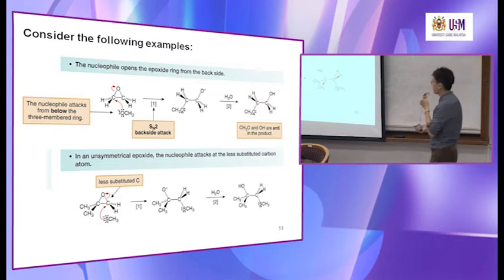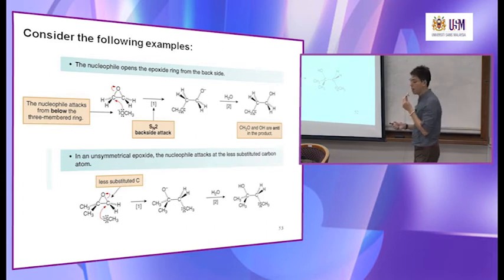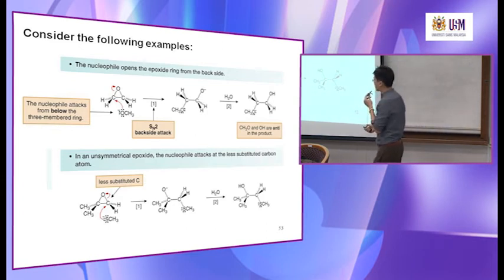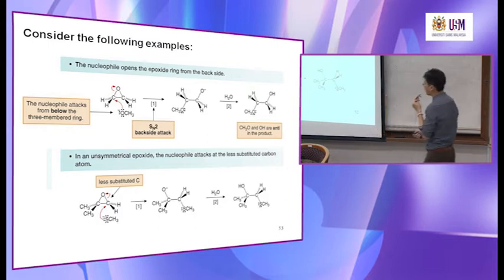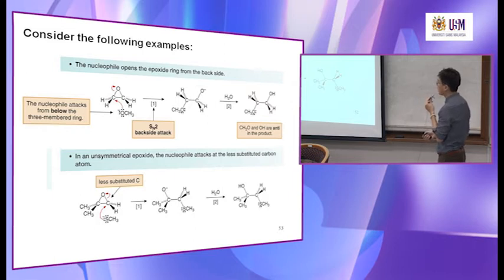Okay. If, for example, this is a symmetrical epoxide, how about an unsymmetrical epoxide? This is unsymmetrical because there are two methyl groups attached to the epoxide, attached to the C. Because of the steric effect, the nucleophile will always attack the less substituted carbon. So now you have two methyl groups and this one 2H. Due to the steric effect, the nucleophile will not attack here, it will attack the less substituted C. Then the bond breaks, and you get the anti position here.